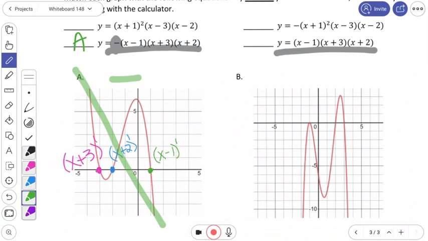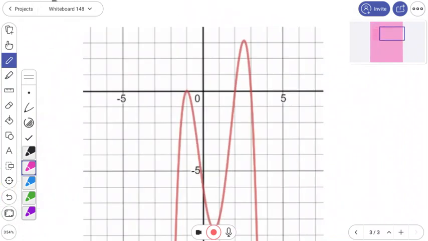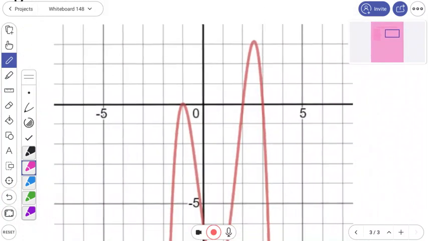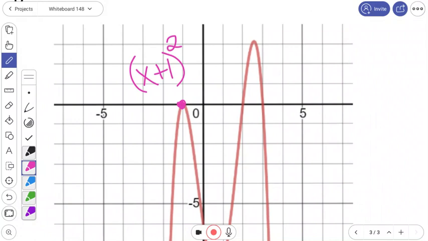Okay? If I look at graph B, I have an x-intercept right here at x equals -1. So as a factor, I would write that as x plus 1. But this is a little bit different because this time my graph only touches the x-axis right there. So I need an even exponent.